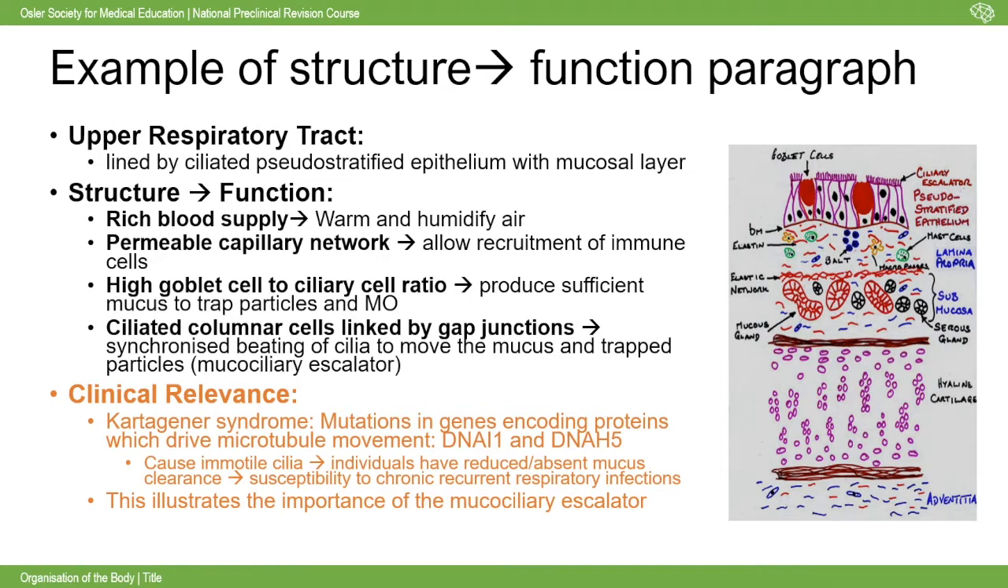Now, what I was mentioning with clinical relevance and how you can access those higher marks: looking at Kartagener syndrome, there are mutations in genes encoding proteins which drive microtubule movement, specifically DNAI1 and DNAH5. This leads to immotile cilia, which therefore aren't able to clear the mucus, and this leads to chronic respiratory infections. So you can see we've now got some evidence which supports our structure related to function.